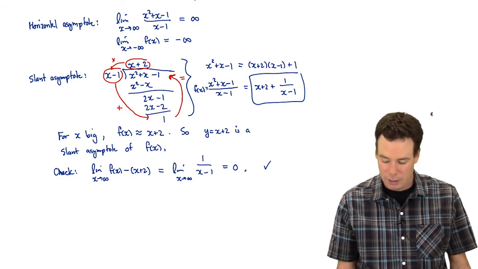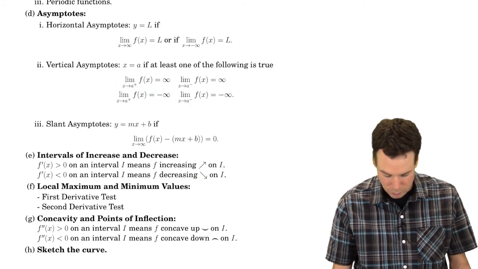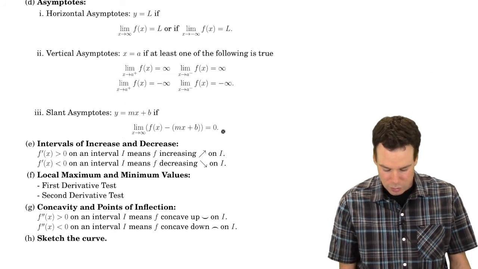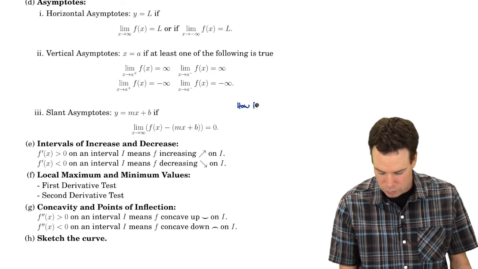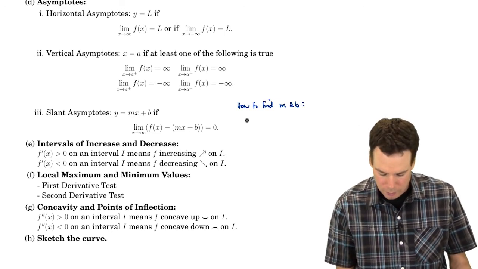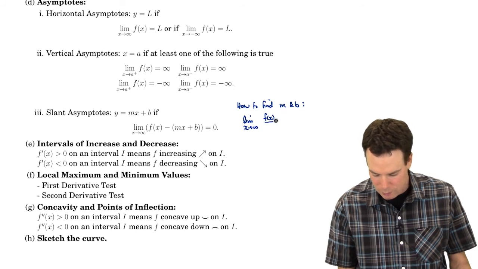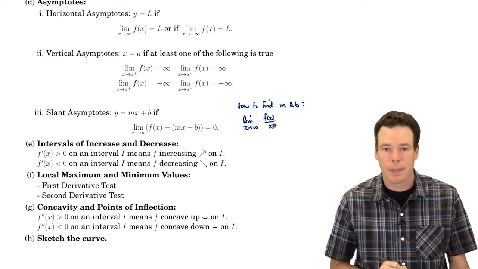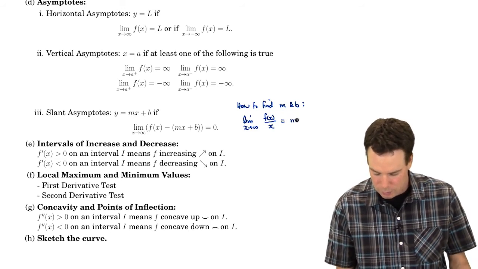There is another way to get at a slant asymptote, one that works more generally for functions, and let's just illustrate it here. So how do we find m and b? Well, the idea is, let's compute the limit as x goes to infinity of our function divided by x. And that, when we work out the limit, will give us our value m.